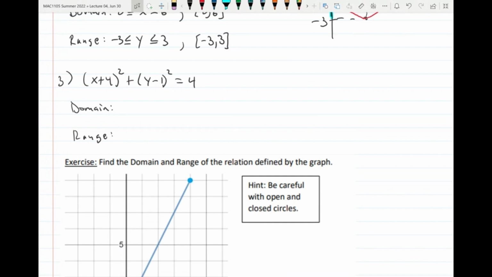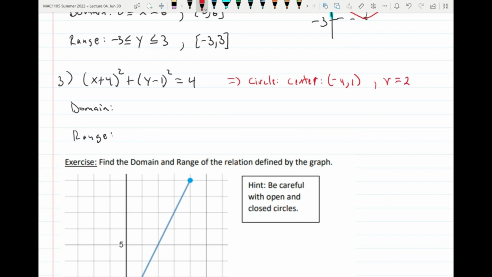Okay, so what type of relation do we have in number 3? What is this? It's a circle. Is a circle, or what circle? Center at -4, 1, and the radius 2. Okay, so let's write here. So this is a circle, and the center is (-4, 1), and then the radius is 2.